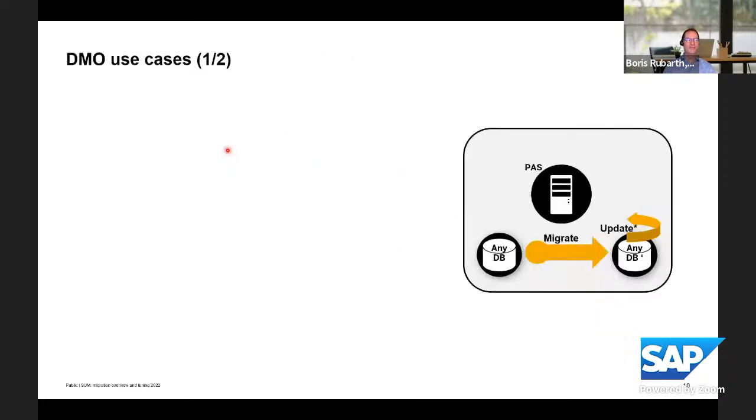Let's have a look at this. First slide out of two. This illustration says, well, we have a system with a primary application server. We used to call this central instance. And we have the source database that we typically abbreviate as any DB. That means any DB, but not HANA database. And in this example, we want to migrate to HANA database, so any DB, the other one here. So DMO is the combination of migration and the update of the SAP software.